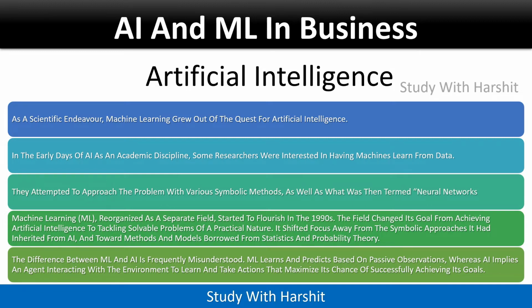It shifted focus away from the symbolic approaches it had inherited from AI and toward methods and models borrowed from statistics and probability theory. The difference between ML and AI is frequently misunderstood. ML learns and predicts based on passive observation, whereas AI implies an agent interacting with the environment to learn and take actions that maximize its chance of successfully achieving its goals.